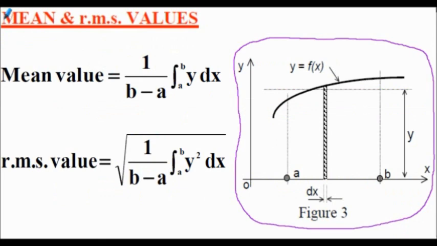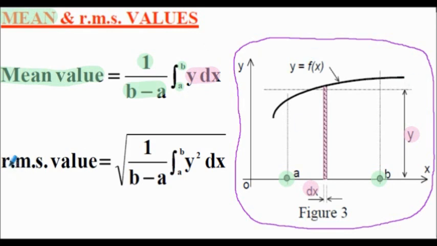So let's consider briefly again the formulae for the mean value of our particular periodic waveform. This is calculated from the formula 1 upon b minus a, with b and a shown here as the limits of the integral, and that constant is multiplied by the integral of y dx. y dx is the area of this elemental strip, height y multiplied by width dx, and of course we're integrating between the limits of a and b shown here. So that's the calculation of the mean value.